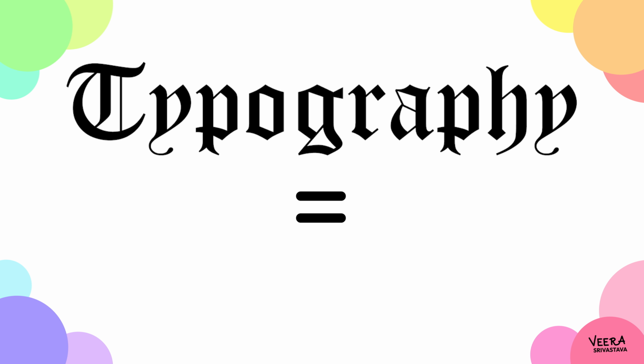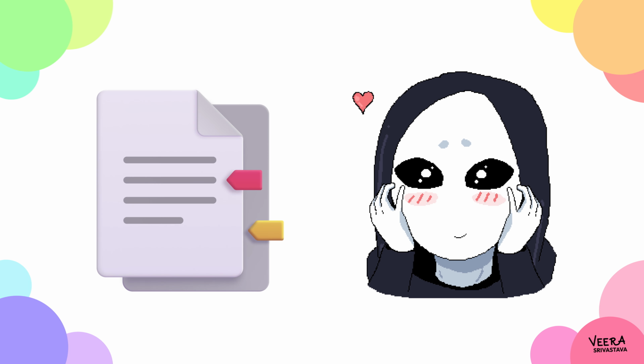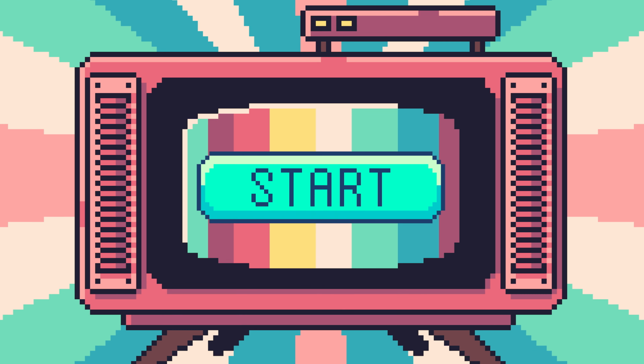Typography is just a fancy word for fonts, which is how words look on a screen. We'll break down typography in just 5 simple steps to make your text look good, read easily, and become incredible in the world of UI UX design. So let's just go. Step 1.